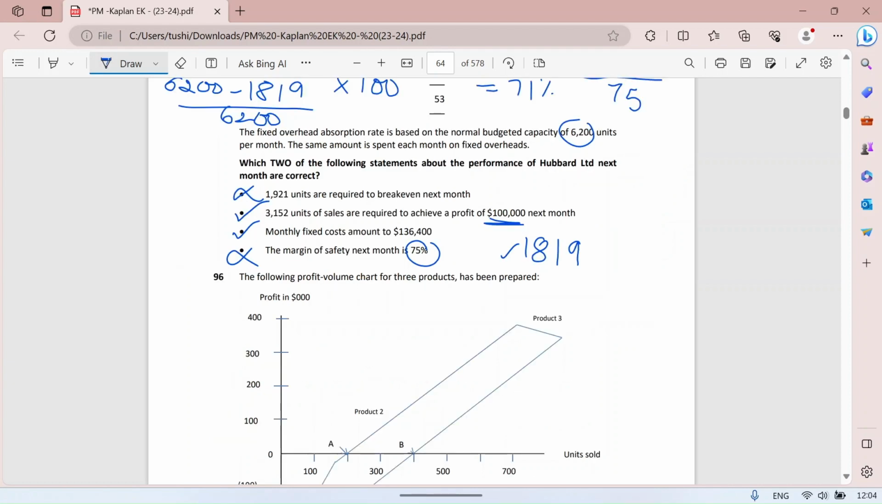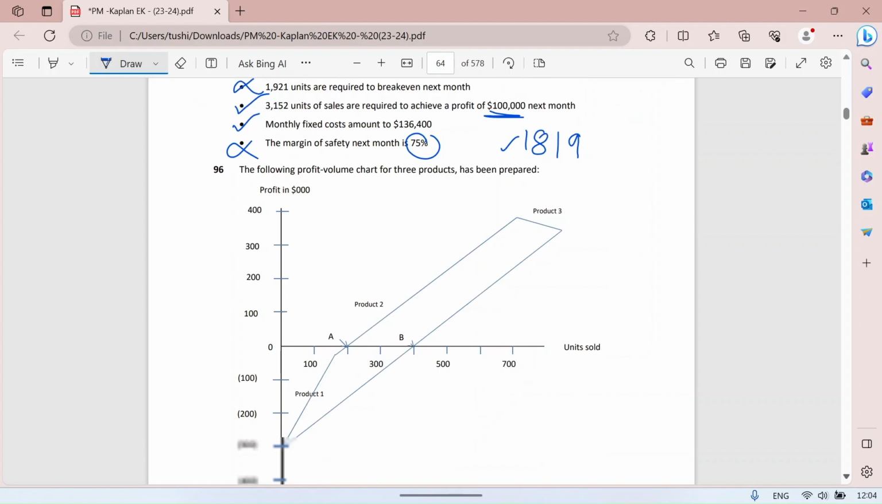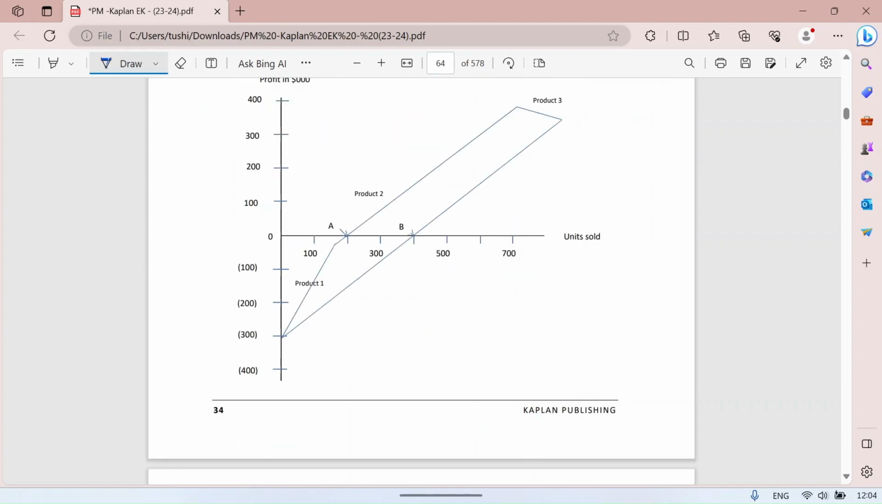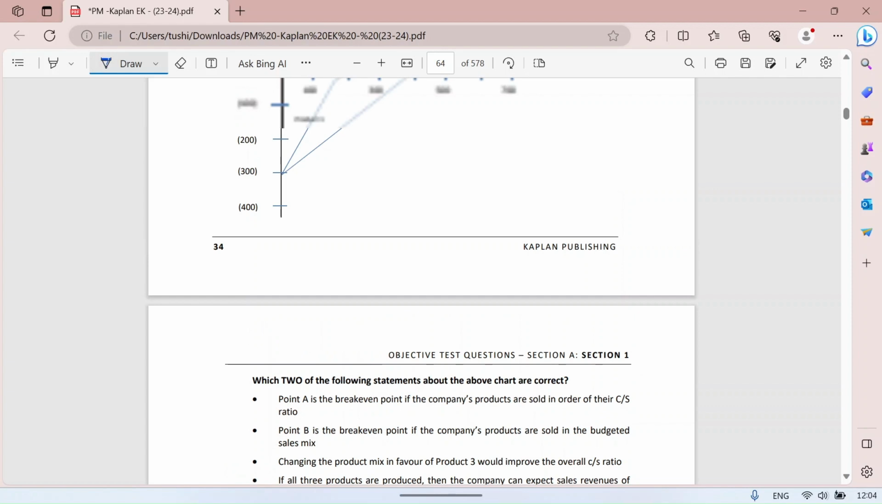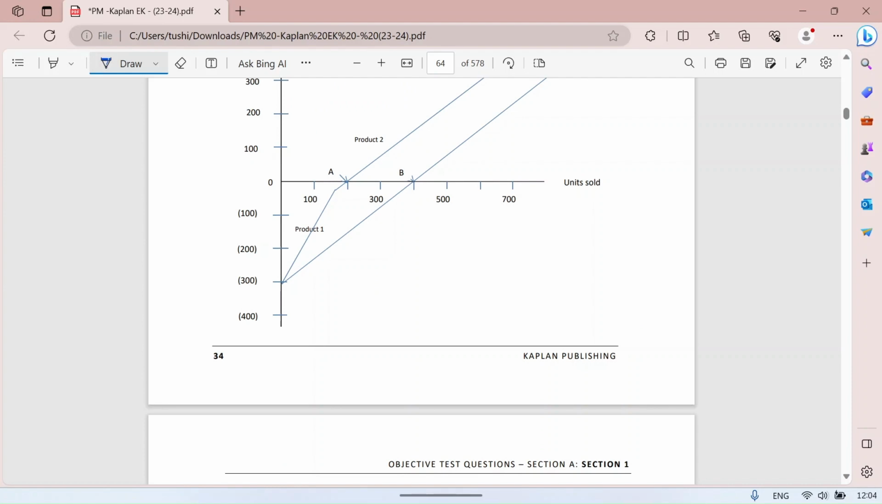Moving on to the next one, we have a CVP chart given to us. Let's read what the question exactly says. Which two of the following statements about the above chart are correct? Point A is the break even point if the company's products are sold in the order of their CS ratio. Let's have a look at what point A is. The statement is correct, because point A represents your break even point if we are selling the products in the CS ratio order.